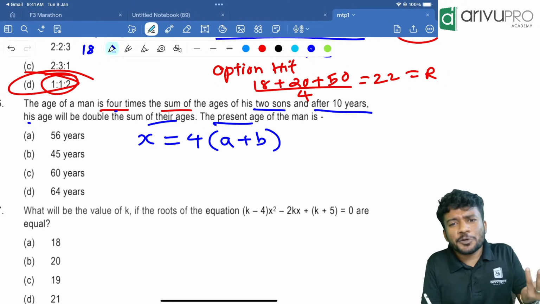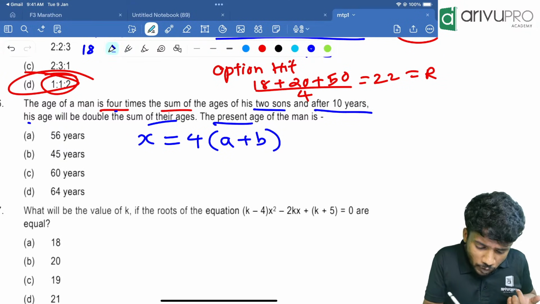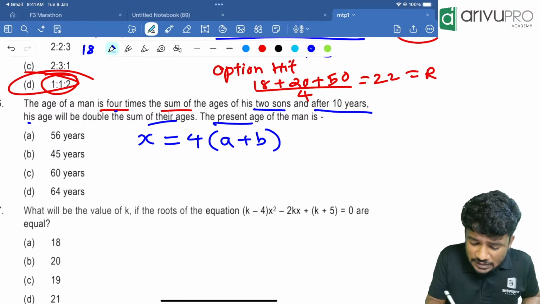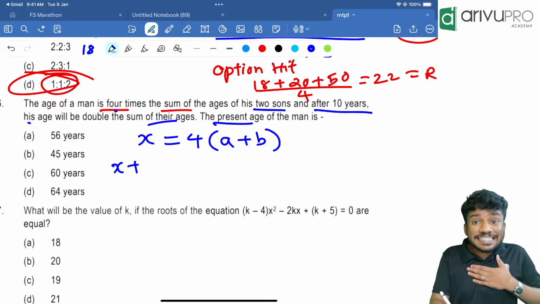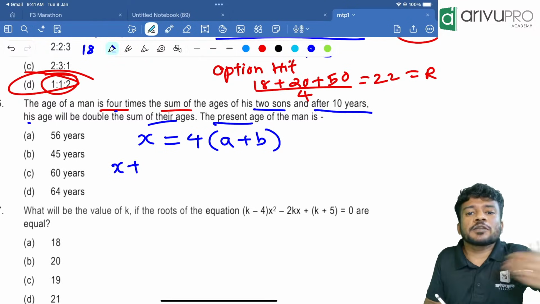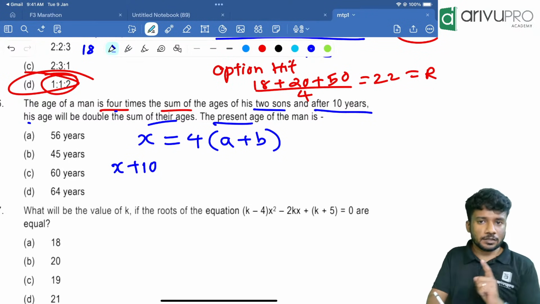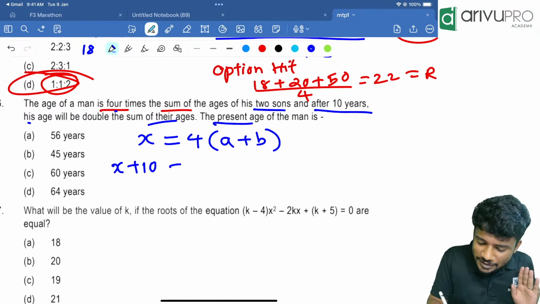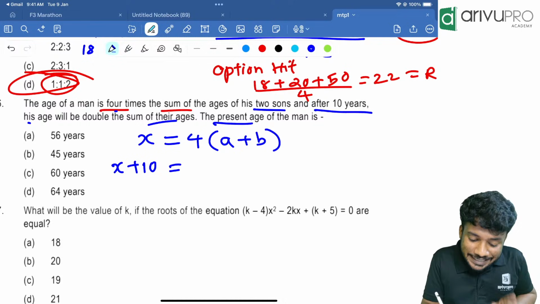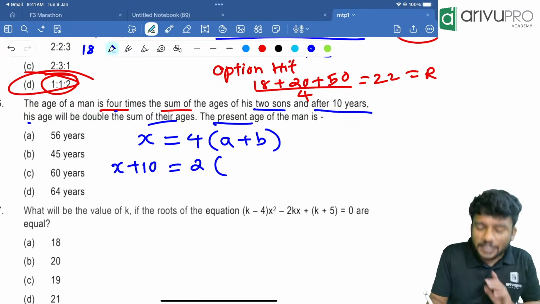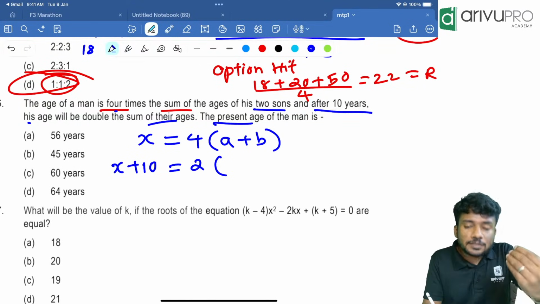Then what am I going to write? From the given question, one more thing is given. After 10 years, if my age is x, after 10 years, my age will be what? X plus 10. Correct? Yes. Which is equal to, it is double the sum. That means 2 times the sum of ages of their sons.